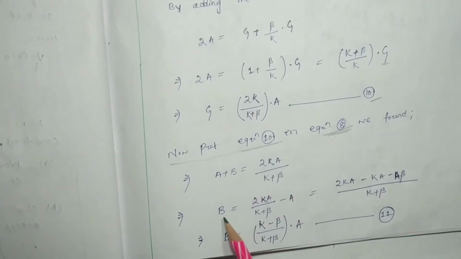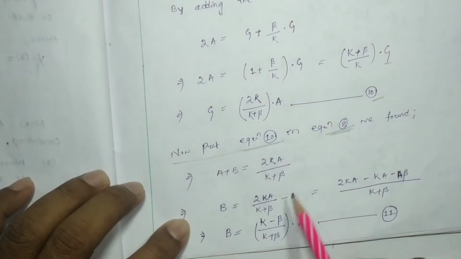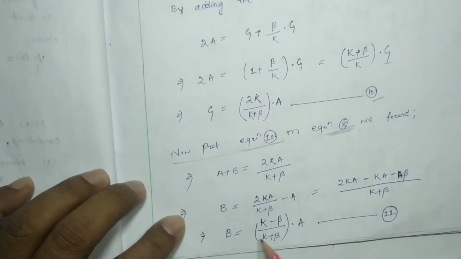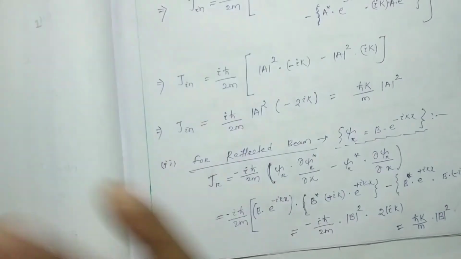Okay, or b equal to a can be moved to this side as minus a, and it will be (k minus beta) by (k plus beta) into a. Let it be equation number 11.